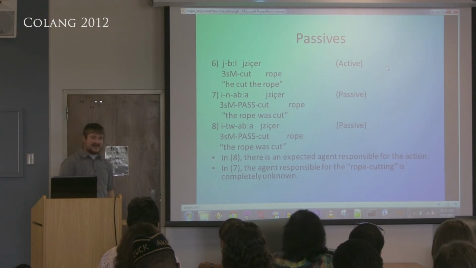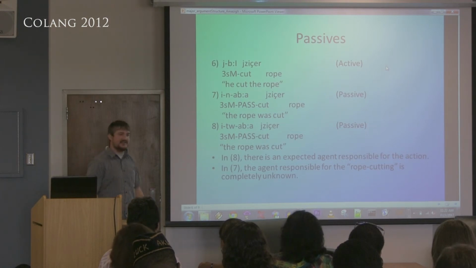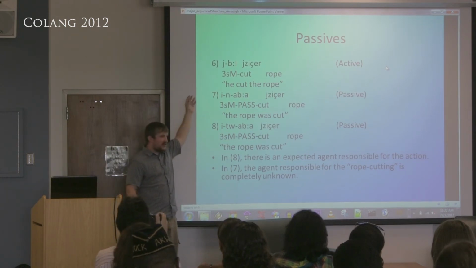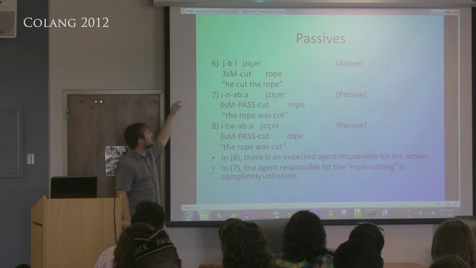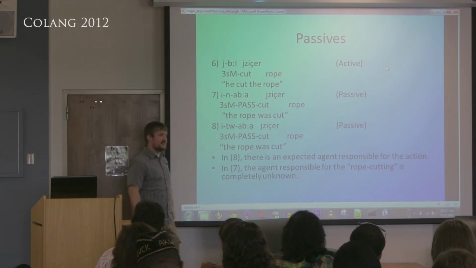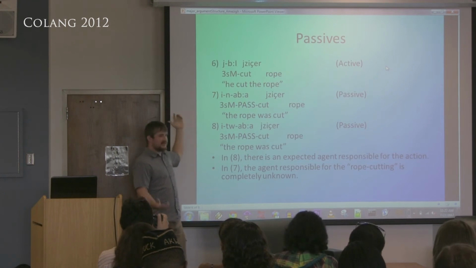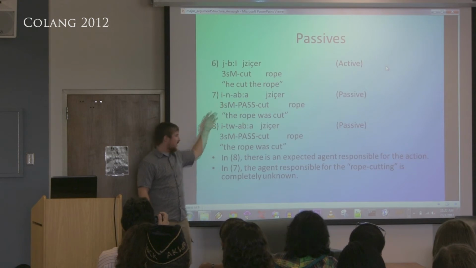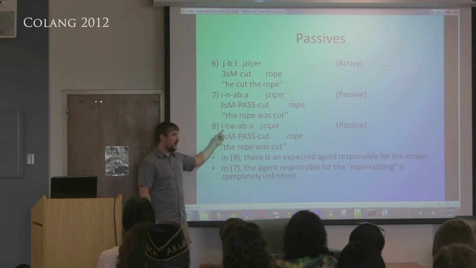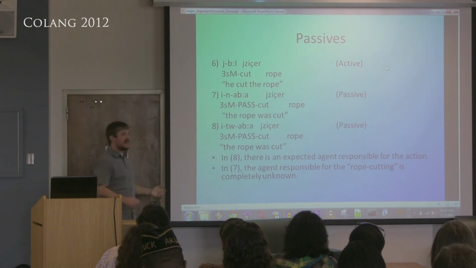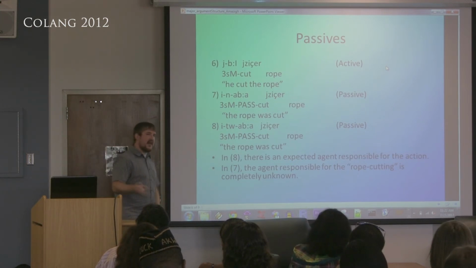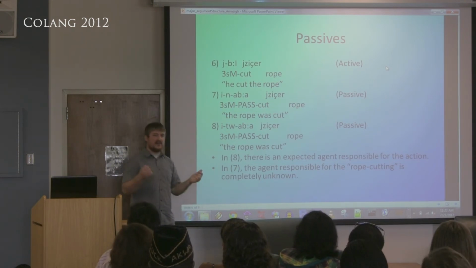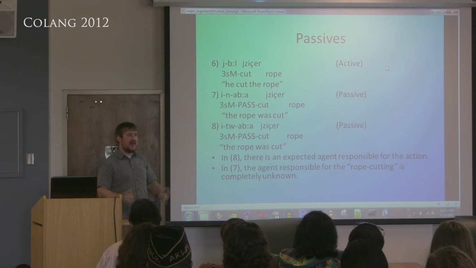So, passives. Another really interesting find was that I found two different passive morphemes. I won't talk about the active construction because I've already done that, and so have people before me. But we have this morpheme n, as well as tw. The interesting thing about this is that I was getting both of them. At first I was getting this n, and I couldn't quite figure out why all of a sudden I was getting this tw.